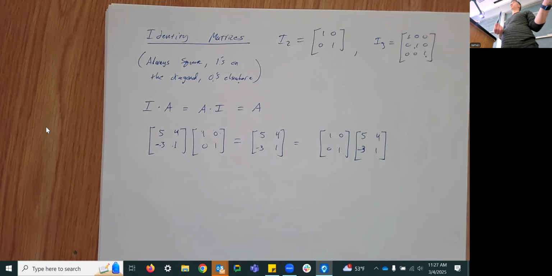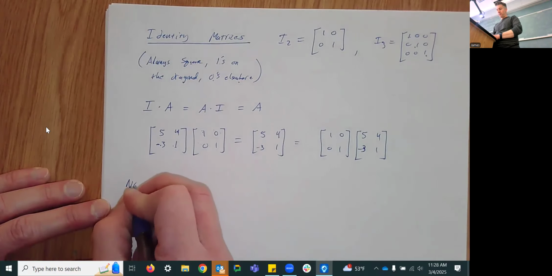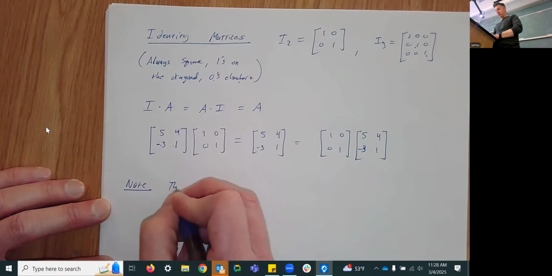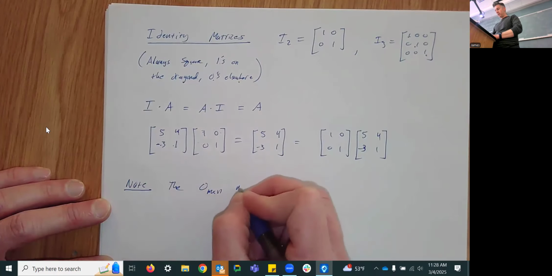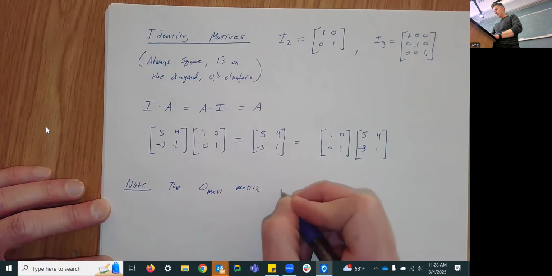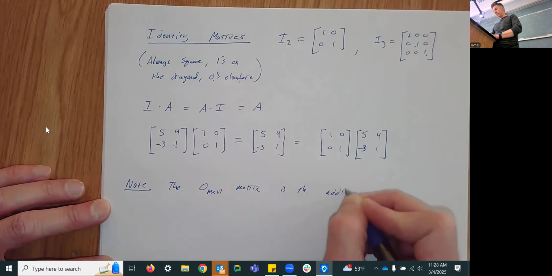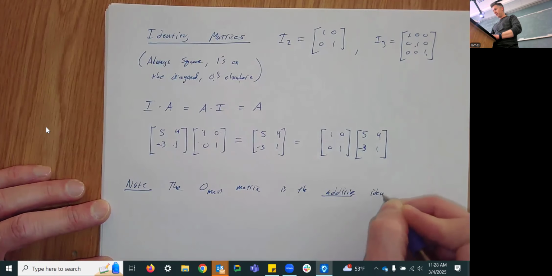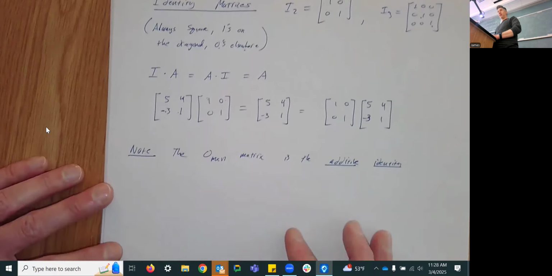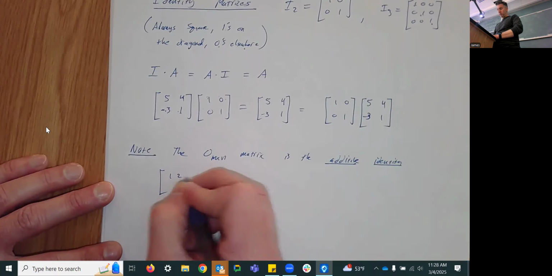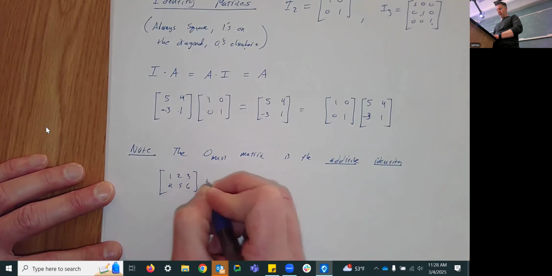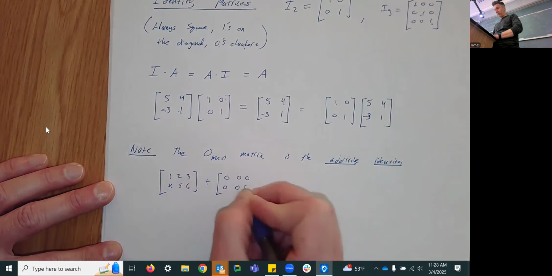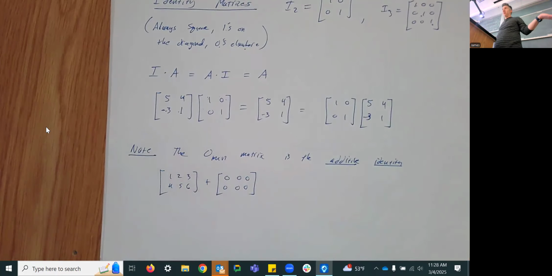In matrices, there's also an additive identity. It's the 0 matrix. In fact, there are additive identities of any size. You can have a 2 by 3 additive identity matrix. So, for example, just as a note here, the 0 matrix of appropriate size is the additive identity. It's not super exciting, but if you take a matrix like 1, 2, 3, 4, 5, 6, and you add it to the 0 matrix of the right size, you're going to get back the same matrix you started with.